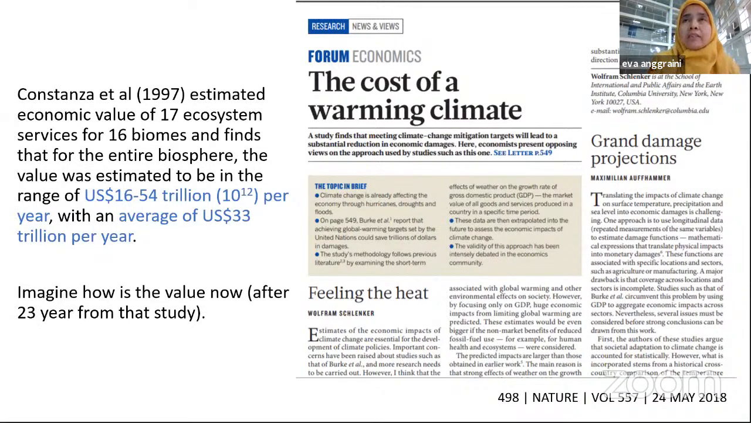In 1997, they estimated 17 ecosystem services, and they found that the value was estimated to be in the range of 16 to 54 trillion per year, or on average 33 trillion per year. So we can imagine the amount of money that we have in the environment and natural resources, and we can imagine what the value is now, 25 years after that study.